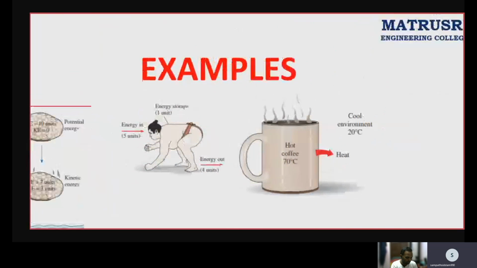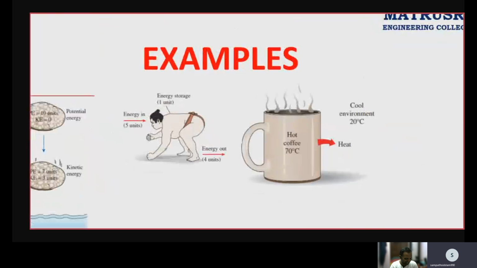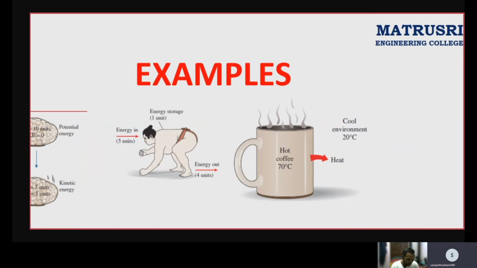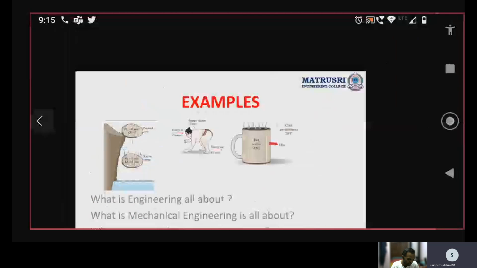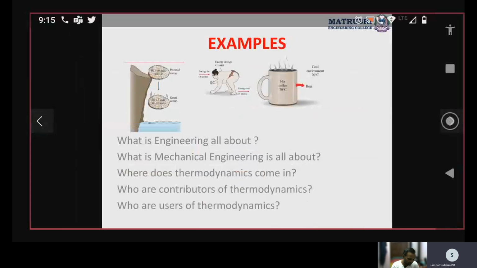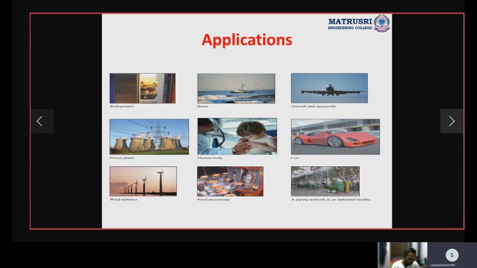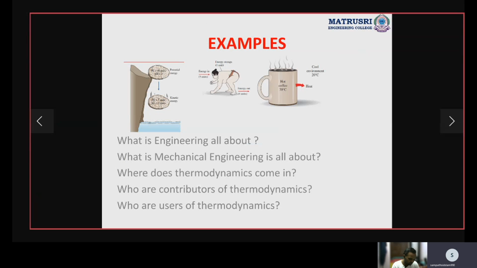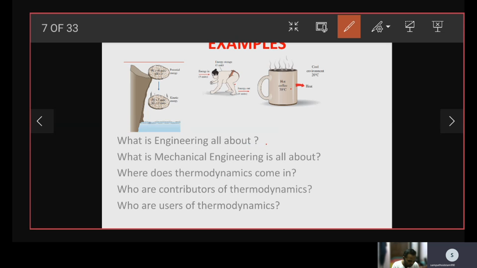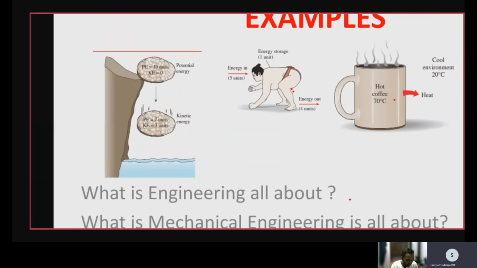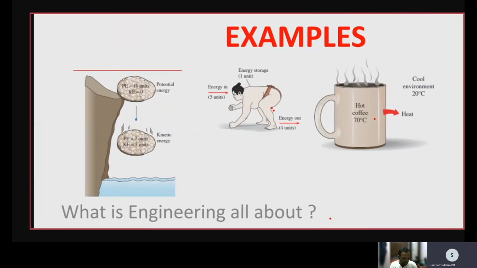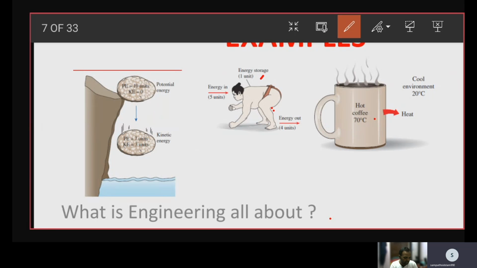Next you have another figure, where you can observe a yokozuna from wrestling. The energy input given here is 5, and the energy output is 4 units. So the 1 unit that remains is inside that particular person. This 1 unit has been consumed as energy storage, which builds the body and is stored as fat.